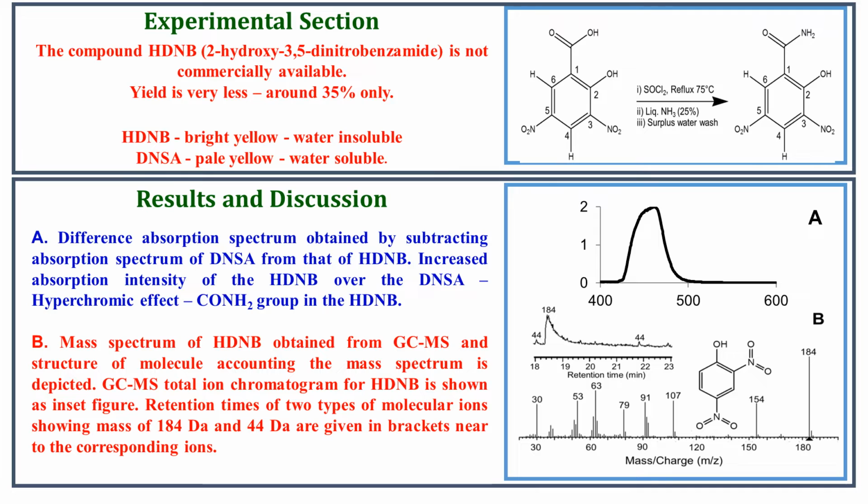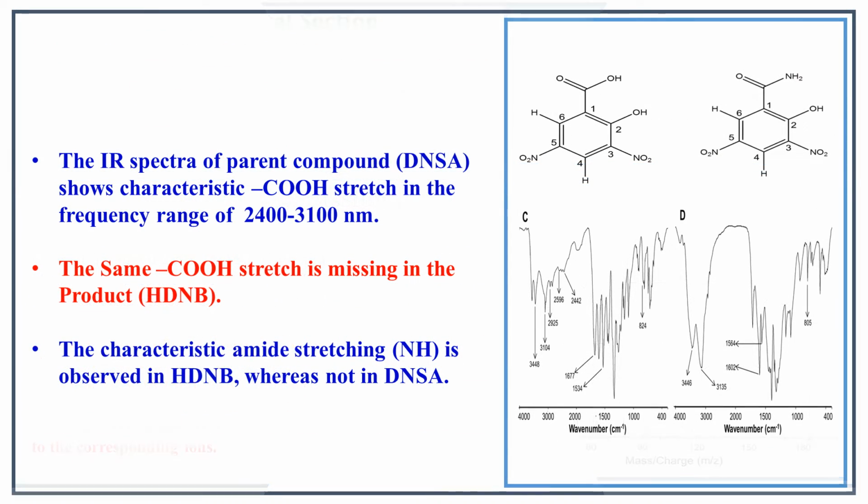The comprehensive analysis of the fragment ions, as screened using the NIST library, suggested that the molecular ion of 184 Dalton is 2,4-dinitrophenol, and the molecular ion of 44 Dalton is the CONH2 chemical moiety in the GCMS spectrum, as you can see in the slide. Infrared spectra of the DNSA and HDNP are shown in the slide.